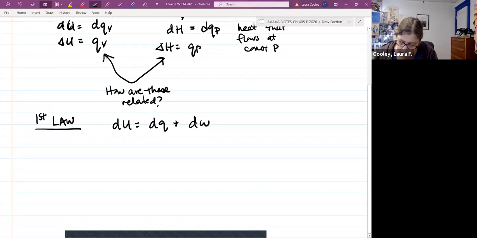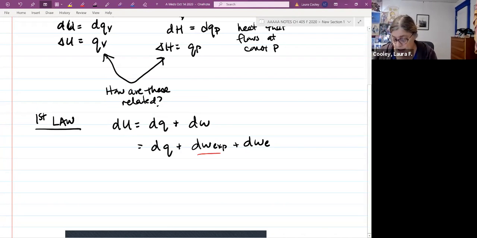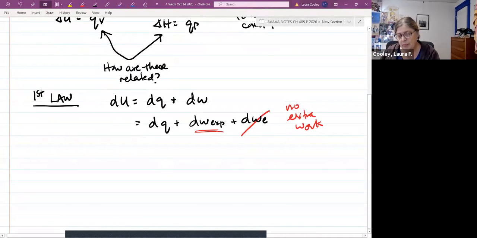And then normally what we do is we put in the different kinds of work, because we really have to say, if we want to just have this be the work, we have to say there is no extra work. Extra work is really important, but we haven't gotten to it yet. We'll get to it later. So if there's no extra work, then we have dU is dq plus the work of expansion. Okay, and then I'm also going to do this.